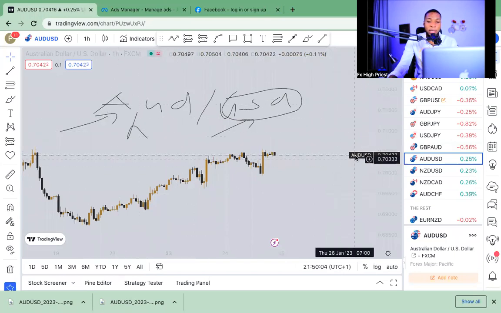Why this is happening is because, why you see this 0.70422, is because the United States dollar is worth more than the Australian dollar. One United States dollar is bigger than one Australian dollar. That's what it is. So this is the current exchange rate.